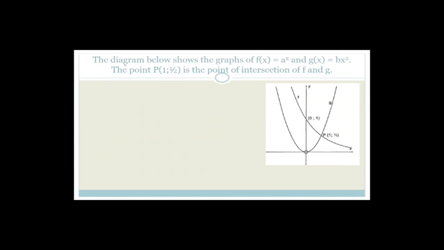Let's do this question. It says, the diagram below shows the graphs of f of x equals a to the x. So this is f of x over here. And g of x is b x squared, so the parabola, which we're going to color green, is equal to b x squared. It says the point P, with x equal to 1.5, is the point of intersection of f and g. First of all, it says calculate the values of a and b, and that's fairly easy to do. So let's get stuck in with that.